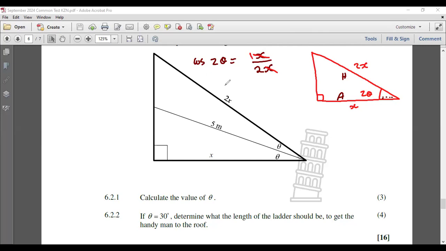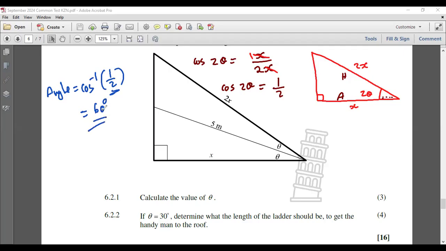So if cos 2 theta is equal to 1 over 2 or 0.5, how do you obtain the angle? Remember, when given a cos like this, the angle is going to be arc cos of the fraction or the decimal. Arc cos, which is shift cos on your calculator. As you can see, because of this effect on the board, I cannot use the calculator now, but this is what you're going to do: arc cos, shift cos, 1 over 2 on your calculator. So you get 60 degrees.